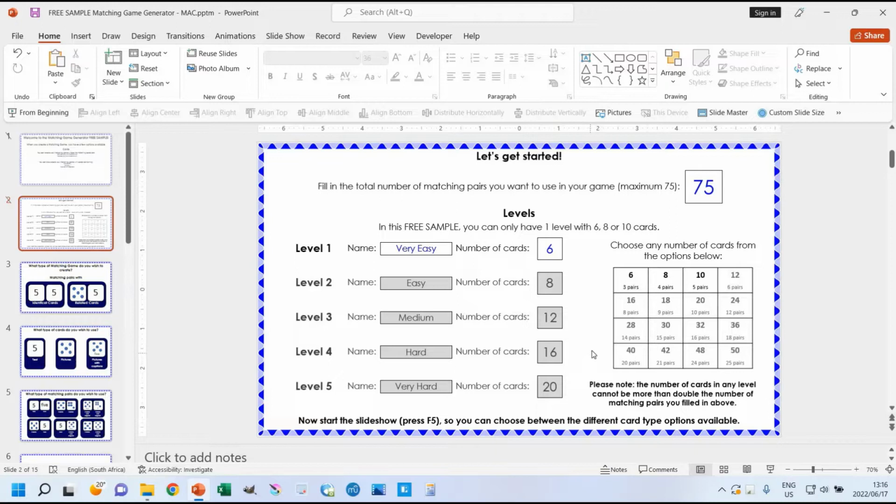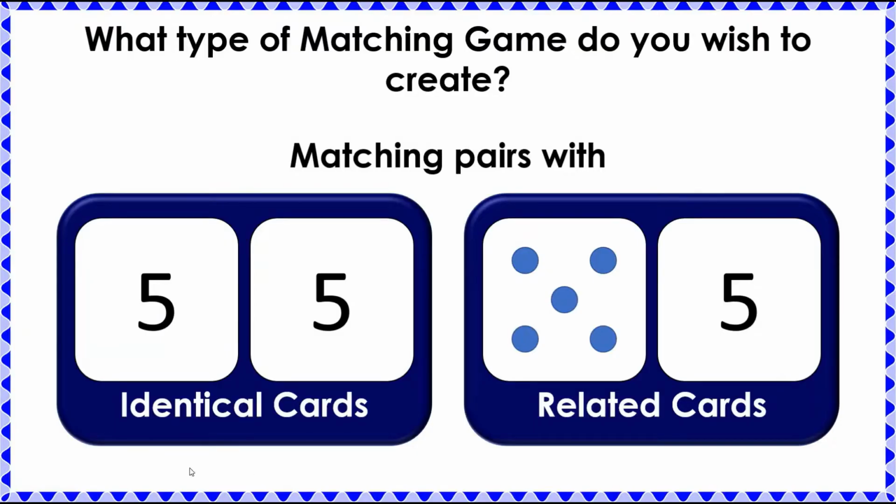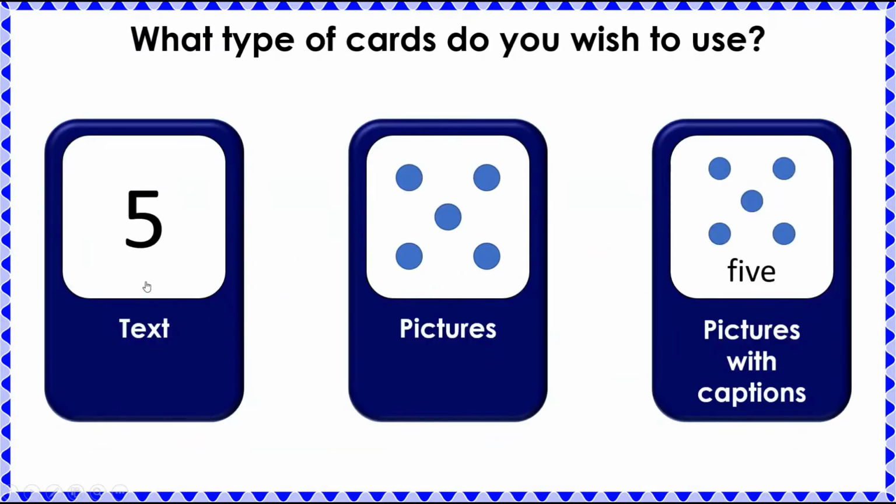Okay, so once I'm happy with what I've got over there, I'm now going to start my slideshow by pressing F5 so that I can choose between the different card type options that I have available. So F5, and I can choose between identical cards and related cards. If I choose identical cards, these are the options I have. I can have cards with text, with pictures, or with pictures with captions.